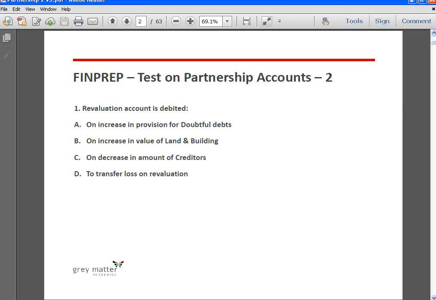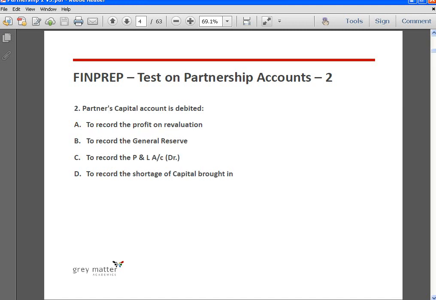So D is not the answer. So answer is A. Next, partner's capital account is debited: A, to record the profit on revaluation; B, to record general reserve; C, to record P&L account debit balance; D, to record the shortage of capital brought in.